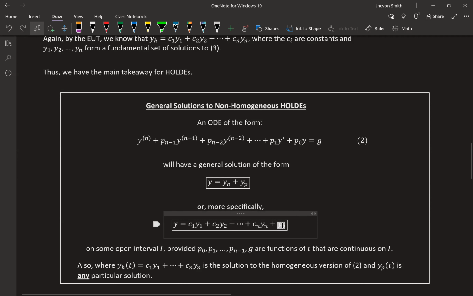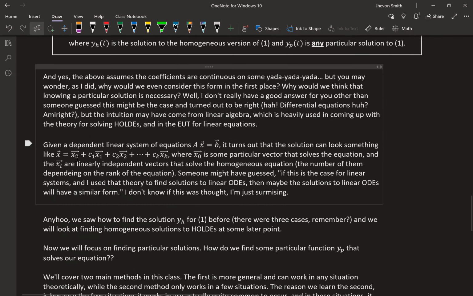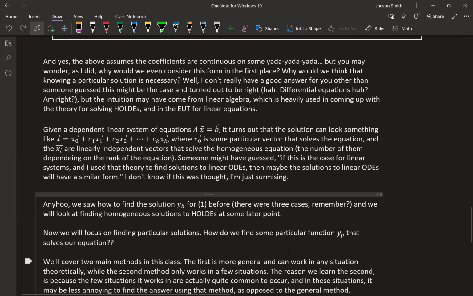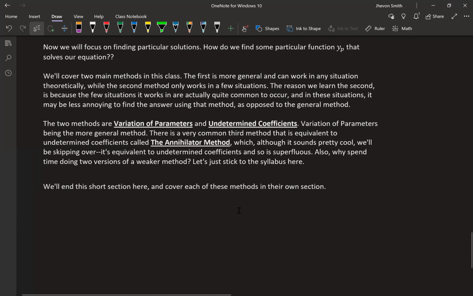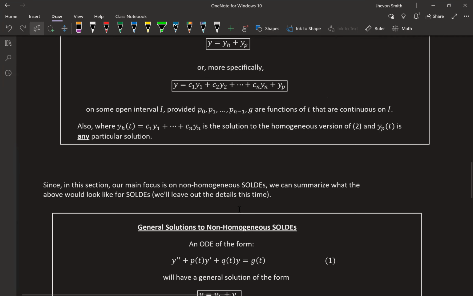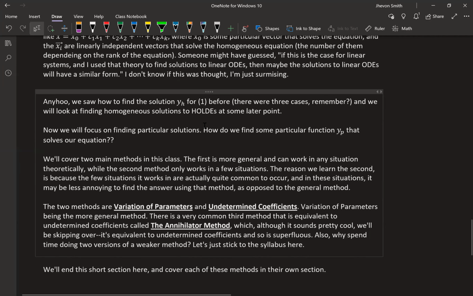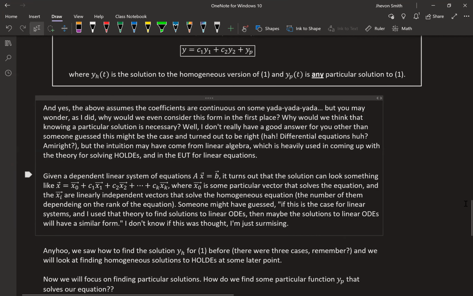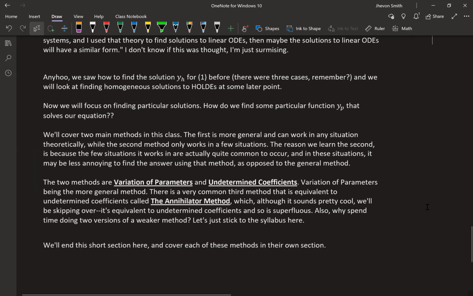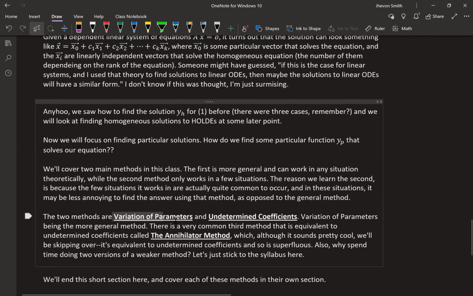And now what I essentially want to do in today's class is to focus on ways that you can find this YP. So I gave some ideas as to the intuition behind why your solution should look like this. Whether or not you understand that is not really important at this point, actually. That would be more important for you to understand in a linear algebra class. However, we are going to talk about two main methods to actually find that YP.